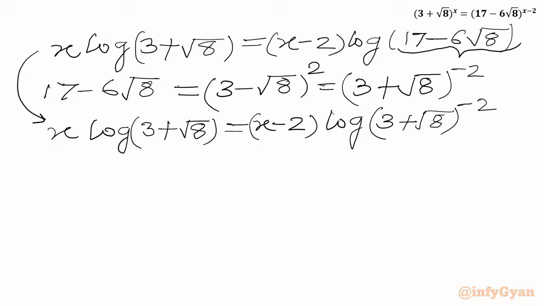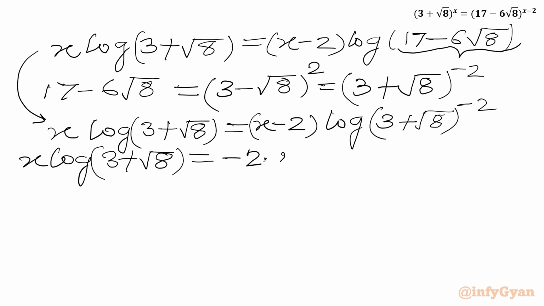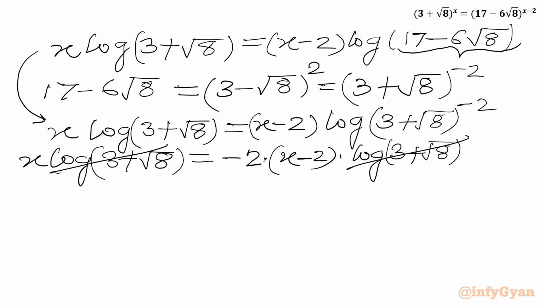Again we will use the same log property and we will take this minus 2 as a multiplier. So we can write x log 3 plus square root 8 will be equal to minus 2, we will take as a multiplier, then we have x minus 2 times log of 3 plus square root 8. Now we will divide both sides by log 3 plus square root 8. So this will cancel out.